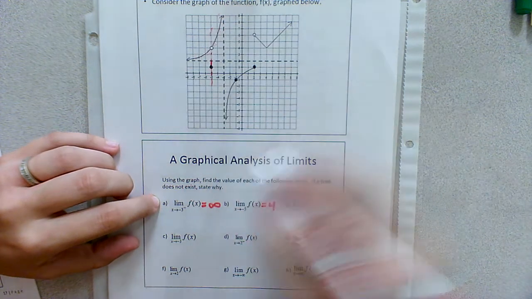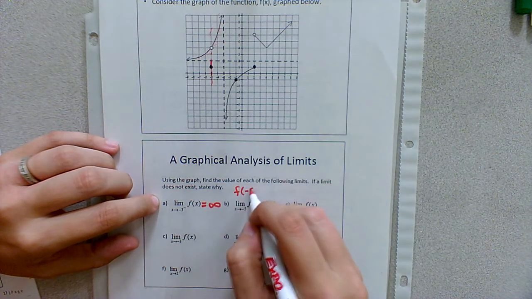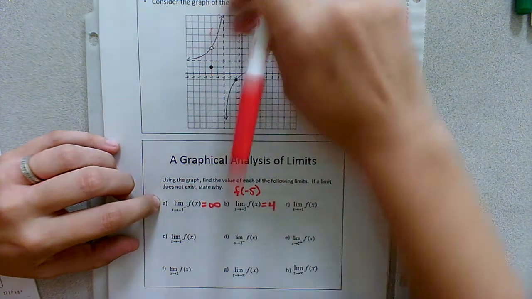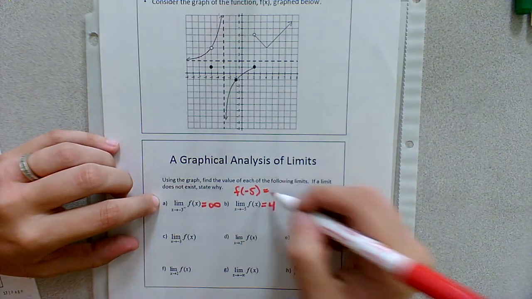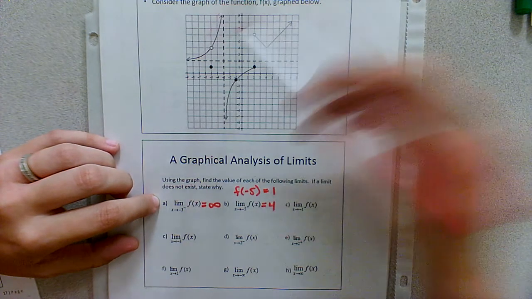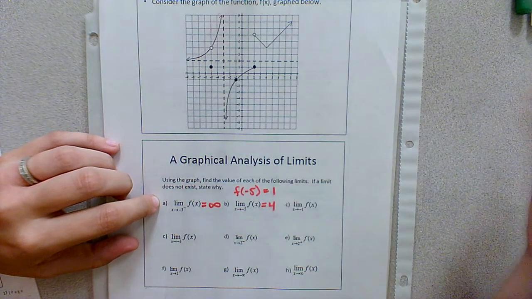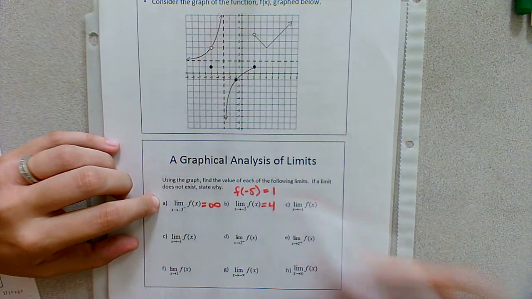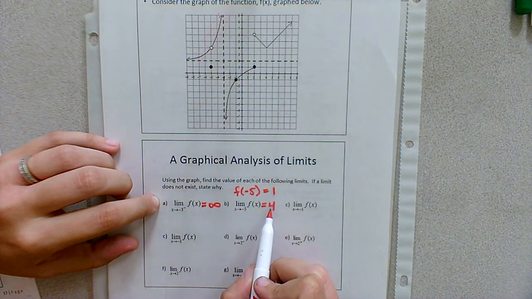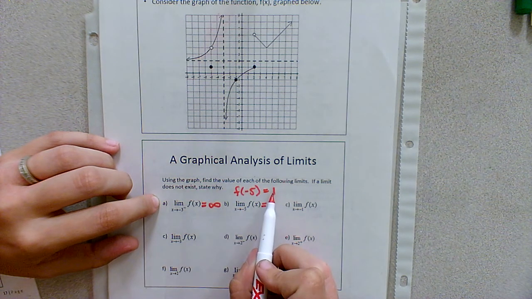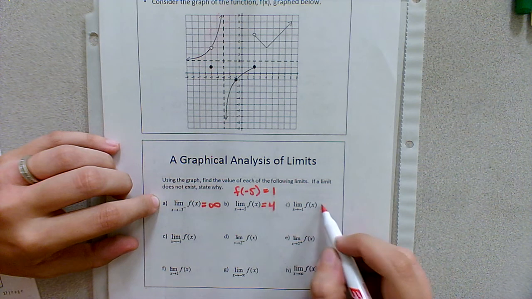However, just for practice, if I were to ask you f of -5, which would represent a function value, our answer would be 1, because that's where the closed circle is. So another good example: a limit is what we approach, a function value is actually what we equal.